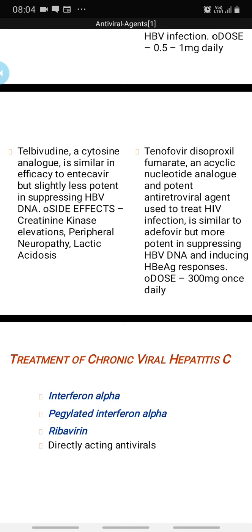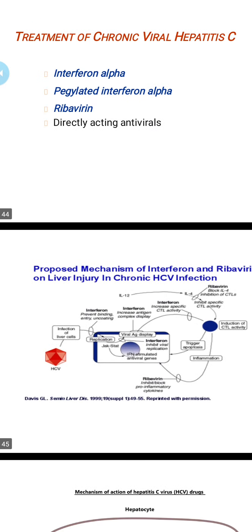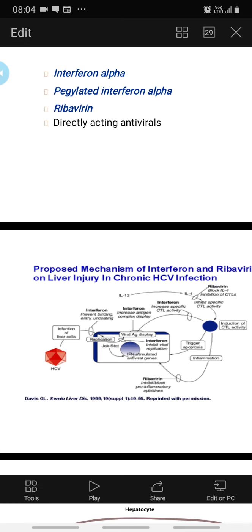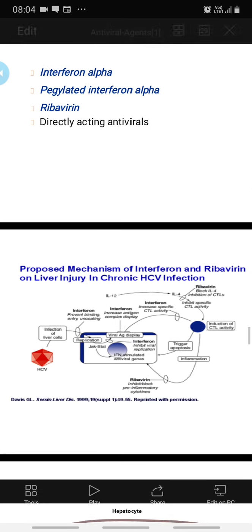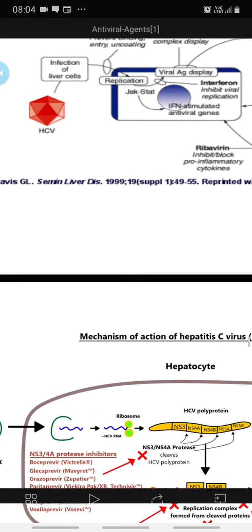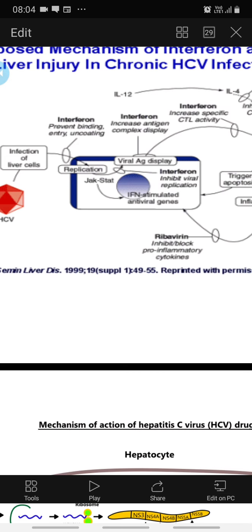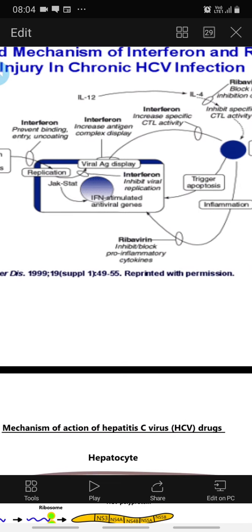So what are the options? Interferon alpha, pegylated interferon alpha, ribavirin, and directly acting antivirals, also called DAA. So this is the mechanism of action of interferon and ribavirin in chronic hepatitis C infection. If you remember, all the steps of binding, entry, and uncoating are inhibited by interferon. Also transcription and translation are inhibited.